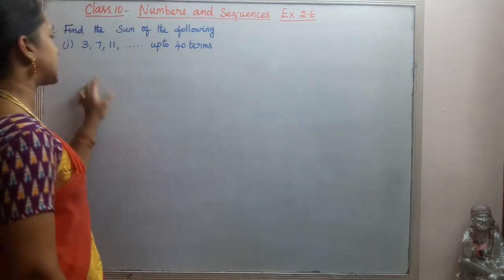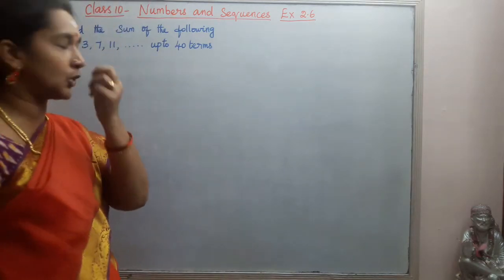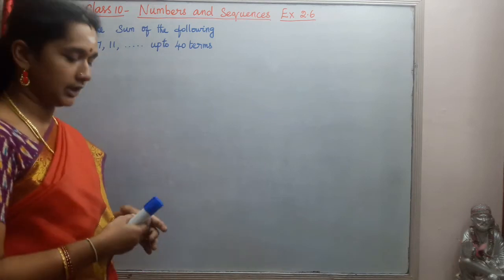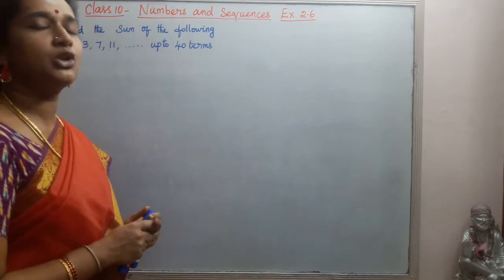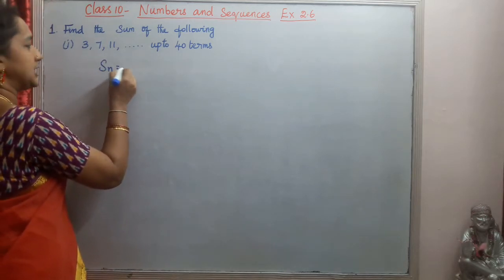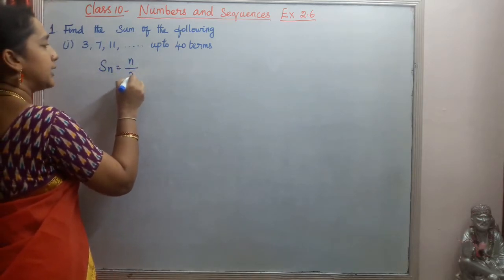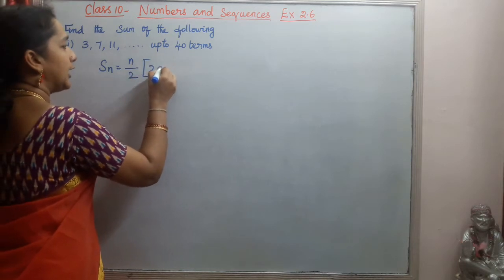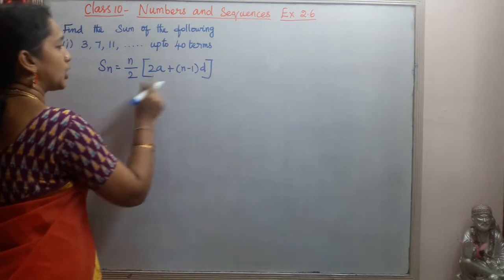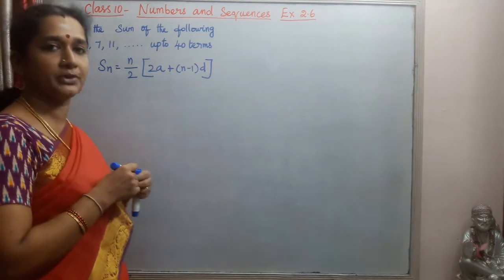Okay. So the first sum is: find the sum of the following numbers. The first one is 3, 7, 11 up to 40 terms. So we have to use the formula Sn, the sum of n terms. Sn is equal to n by 2 into 2a plus n minus 1 into d. This is the formula for finding the sum of n terms.